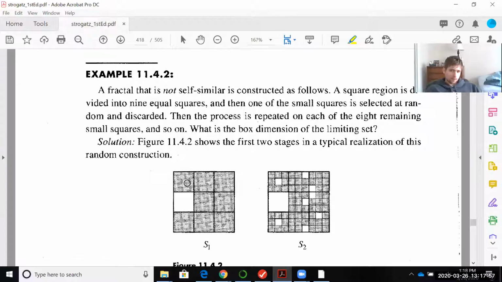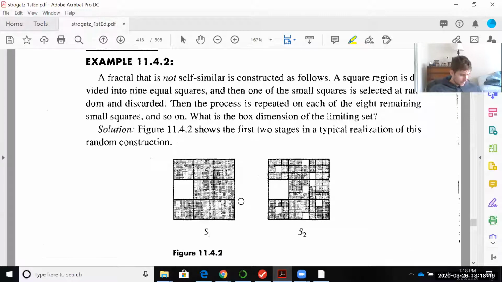So in this case, epsilon is 1/3, so 1 over epsilon is 3, but I only need 8 boxes to cover this object. I need 8 boxes to cover the object. Okay. So using box dimension as the definition, what will be the dimension of this object?